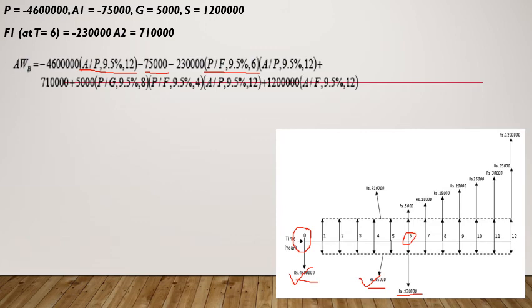So first I will convert that into P at t equal to 0 from t equal to 6 by using the factor P/F, 9.5, 6, and then I will convert that into equivalent annual cost by using the factor A/P, 9.5, 12. Instead of these two, you can use the factors F/P, 9.5, 6, then A/F, 9.5, 12. You can take it as homework and check it.